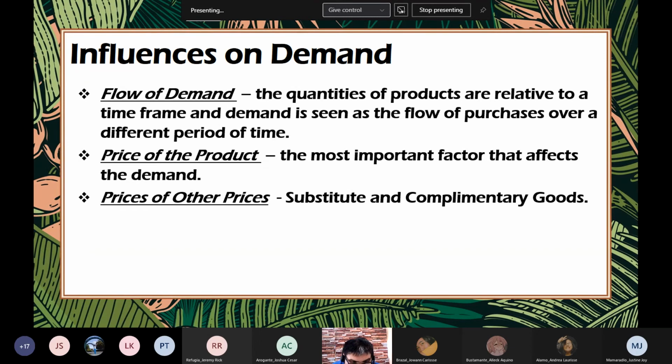Okay. Number three. Kindly read prices of other products. Ms. Almendares: Prices of other products, substitute and complementary goods. She gets points right away. So the book says prices can either be complements or substitutes.